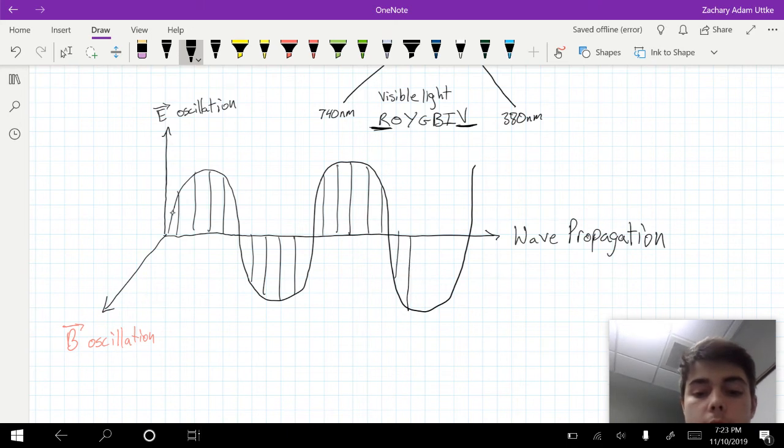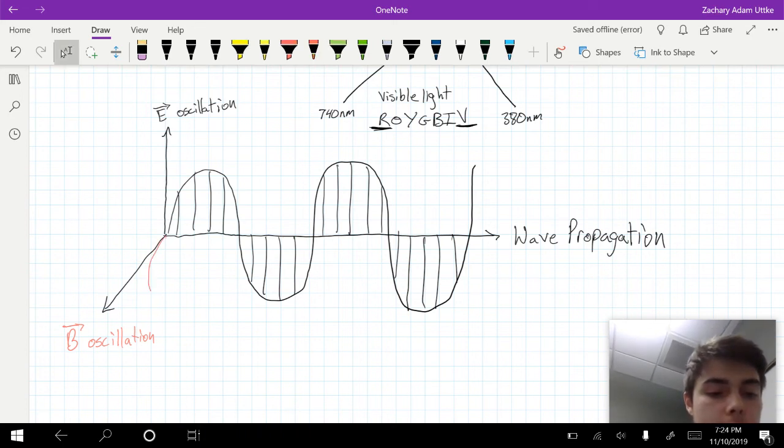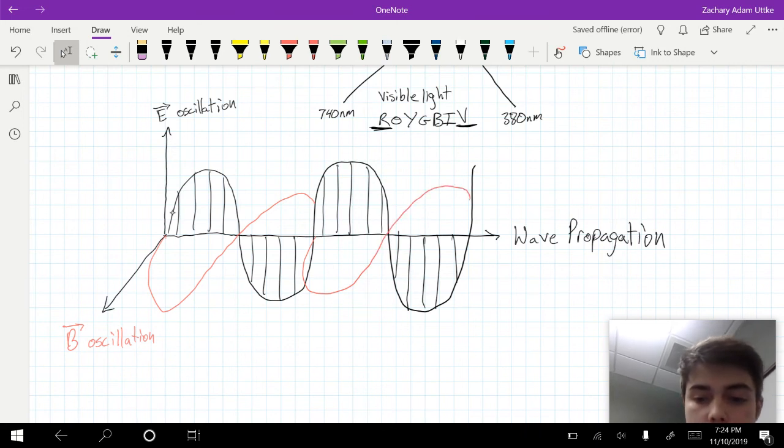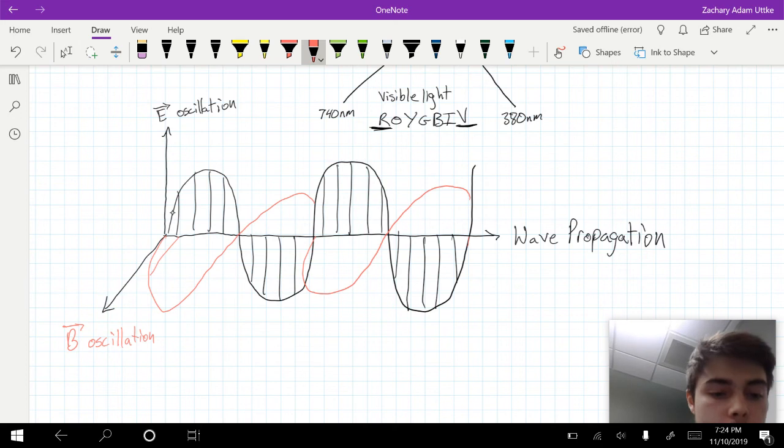Next, let's draw how the magnetic field will oscillate. The rule is that the magnetic field and the electric field always have to be 90 degrees perpendicular to one another. To draw this might be a little difficult, but this is kind of what we have going on. Hopefully you can tell that they are 90 degrees to one another.